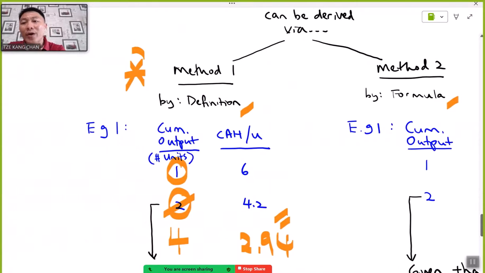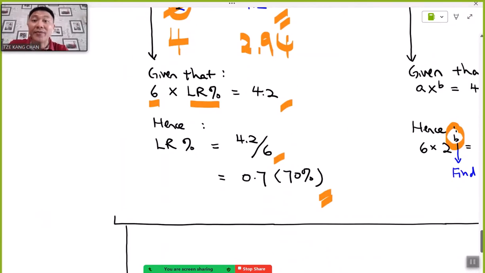Conclusion: when the question is asking for the learning rate, practice and apply method 1 to derive the according figures as required.